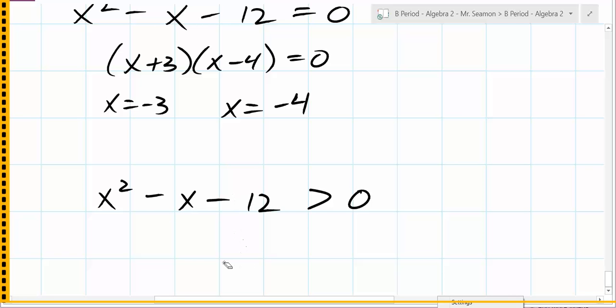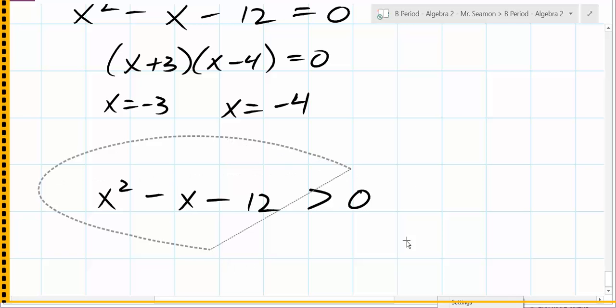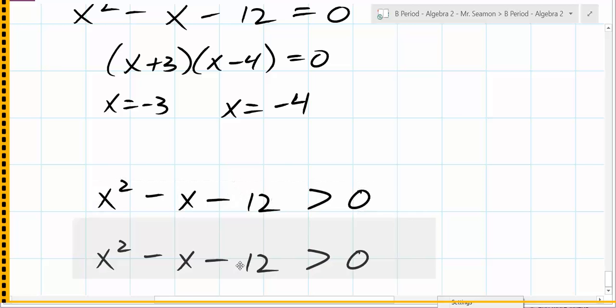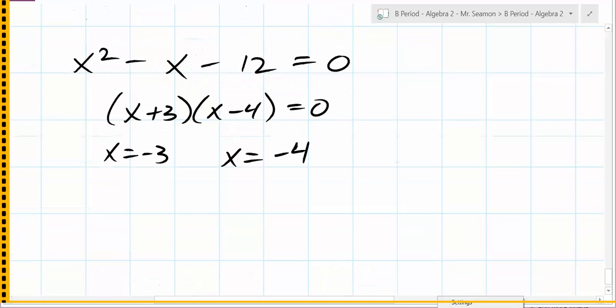What? No, it doesn't. Oh, does it factor incorrectly? Oh, I see. I didn't do the plus. You're absolutely correct. Thank you.